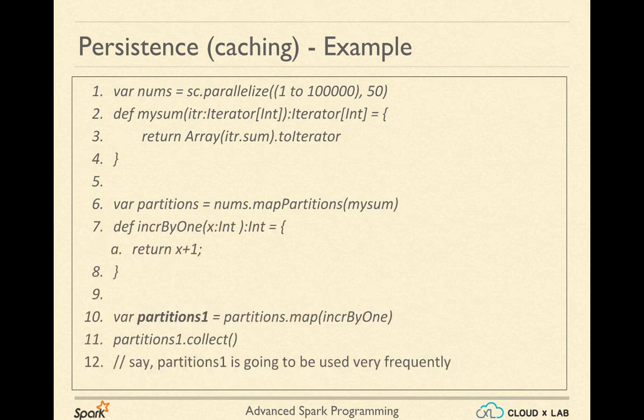Now, say we have created another RDD, partitions1, from partitions RDD by increasing each value by 1 using a map. Every time we are going to call an action on partitions1 RDD, partitions RDD is going to be called. If partitions1 is going to be used frequently, it will be inefficient. In such circumstances, we can cache partitions1 RDD.